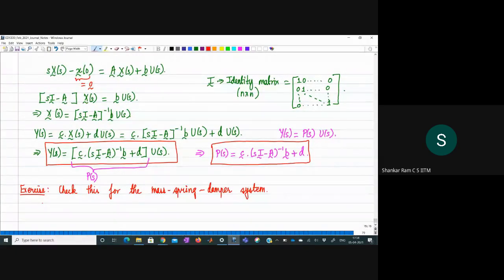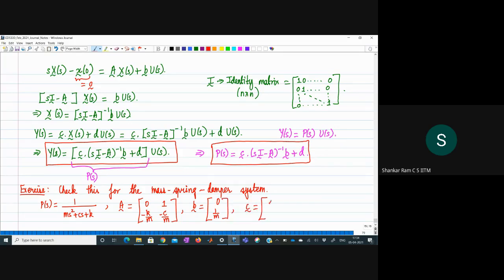Okay, so for the mass spring damper system, P of s is going to be equal to 1 divided by ms squared plus cs plus k, and the state matrix, as we have derived, is 0, 1, minus k by m, minus c by m. The input vector is going to be 0 and 1 by m. The output vector is going to be 1 and 0, right? And the term d is going to be 0, so there is no direct transmission.